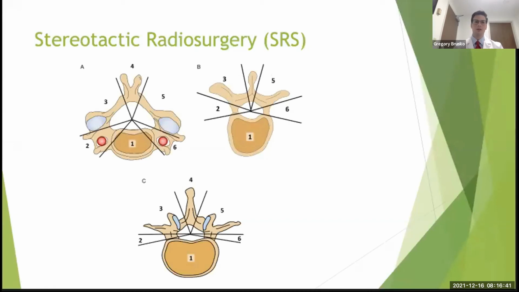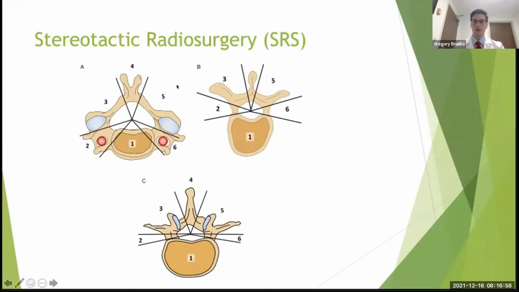And results have indicated excellent local control, up to 70 to 100% in some studies, for both intact vertebrae as well as patients that have had prior surgery. And this appears somewhat independent of the innate tumor radioresistance of these lesions.